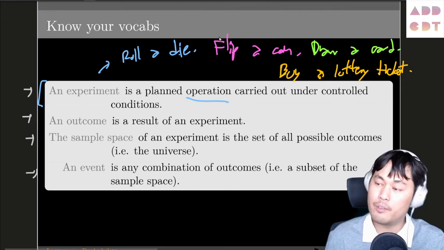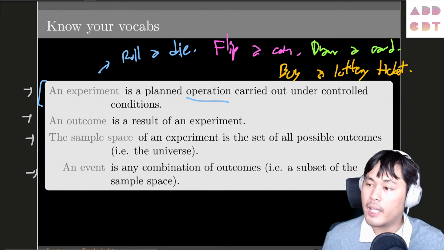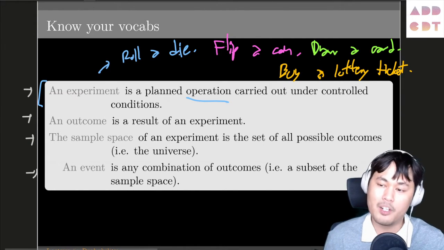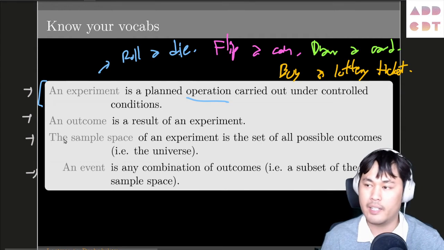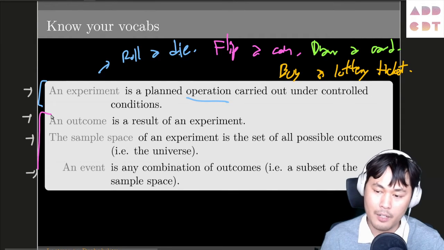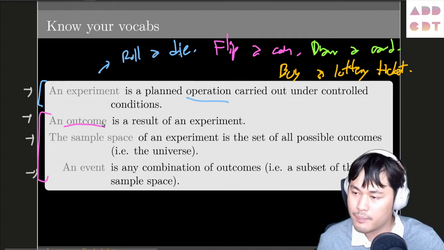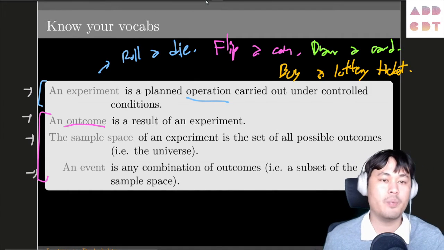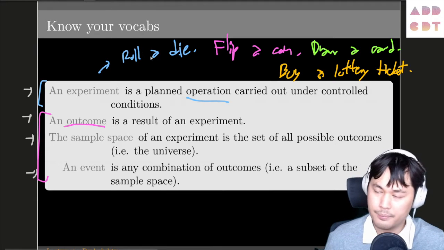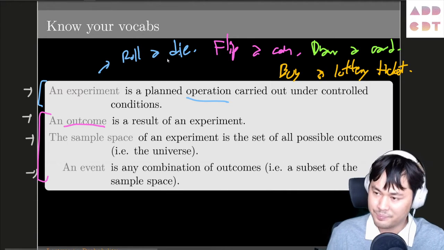Right? So first we have to be clear what we are doing here. And then once we perform that experiment, we have 3 more words to talk about. First, we have an outcome. It's a result of an experiment. If you roll a die, what could be the possible result? What would be possible results?